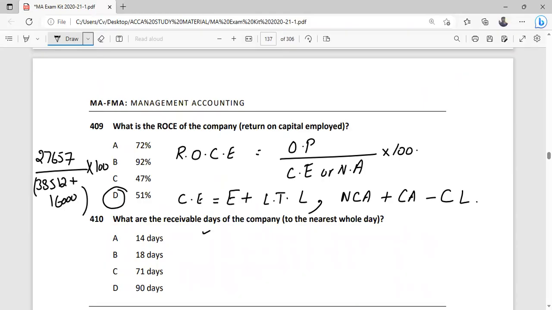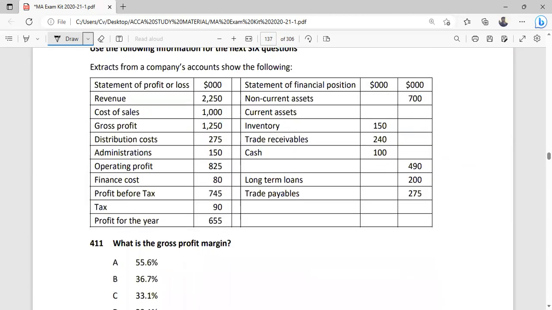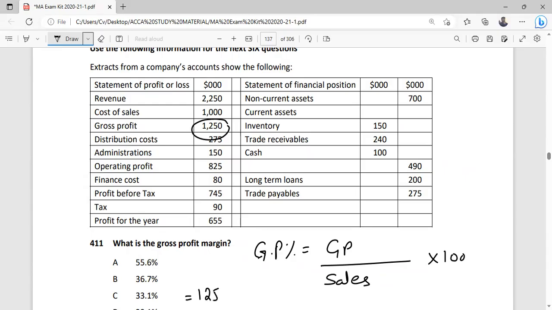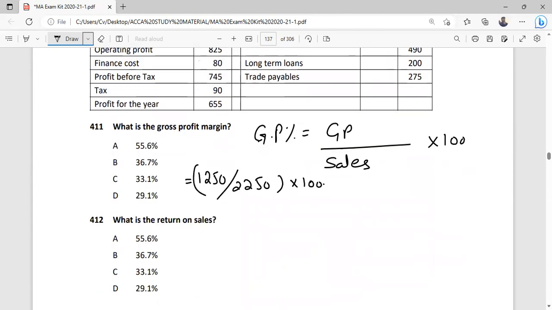We have already determined receivable days. The same formula will be used. Gross profit margin, gross profit percentage, is equal to GP divided by sales into 100. And what is the GP? GP is 1250. Sales revenue is 2250. And it is multiplied with 100. So what is the answer? This one is the answer.